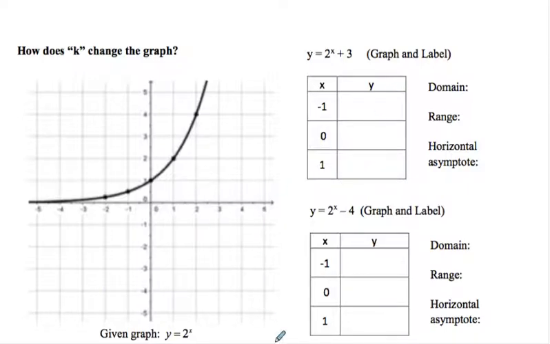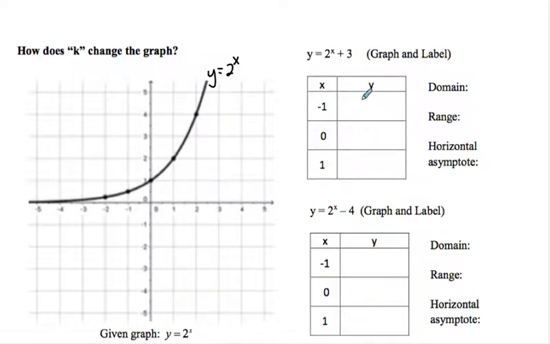a couple of other functions where I'm just doing a little transformation. I'm taking that same parent function, 2 to the x, and making a little adjustment to it. I'm adding 3 here. Just because I had so much trouble with the drawing of 2 to the x, I picked a graph that already has that graphed in here. So this is the graph of y equals 2 to the x, the parent function. Now I'm going to graph y equals 2 to the x plus 3 on the same graph and just see what happens.